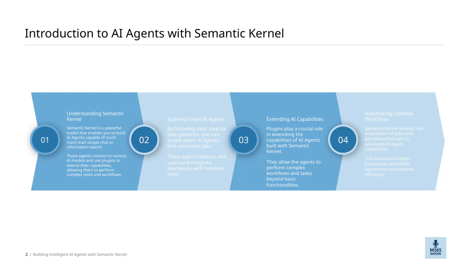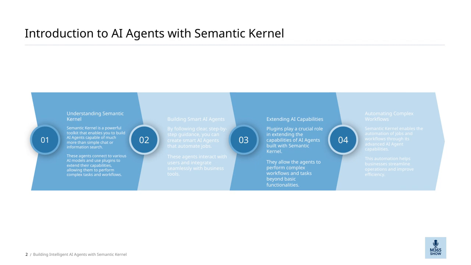Let's dive into how Symantec Kernel helps us build intelligent AI agents. This toolkit is quite powerful because it allows us to do much more than just create simple chatbots or perform basic information searches. These AI agents can connect to different AI models and utilize plugins, which essentially extend their capabilities. This means they can handle complex tasks and workflows that go far beyond basic interactions. By following clear, step-by-step guidance, we can create smart AI agents that automate various jobs. These agents don't just interact with users, they also integrate seamlessly with business tools, making them valuable assets for operational efficiency.